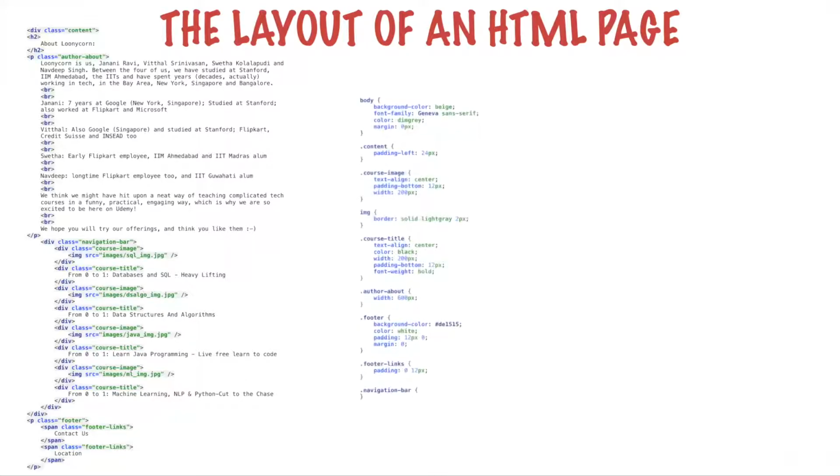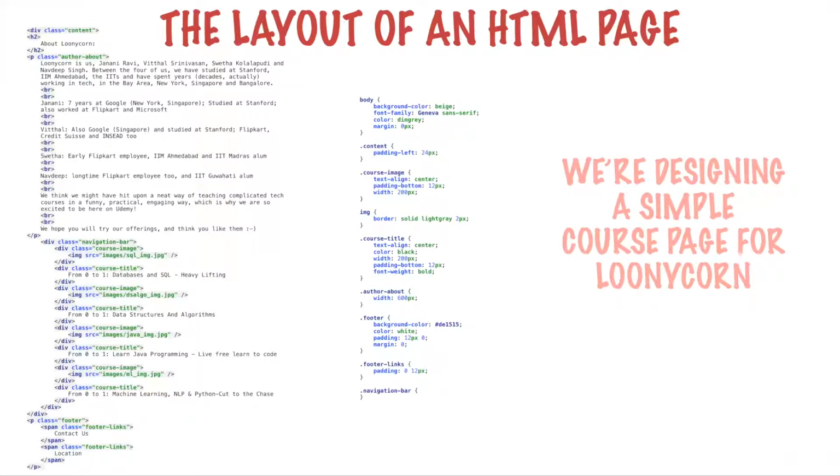This is the CSS that's applied to get a certain look and feel for this particular Lunicorn homepage. However, we haven't done anything about the positioning of the elements. The CSS has been used purely to give the look and feel in terms of the background color, font, etc. So we are designing a simple course page for Lunicorn, and we are going to use positioning elements, which will allow us to lay out the HTML exactly like how we want to.